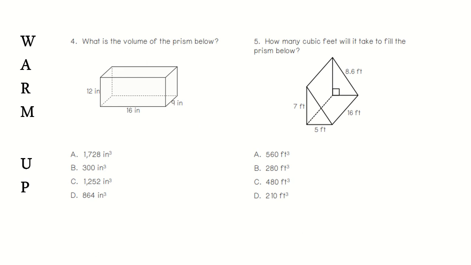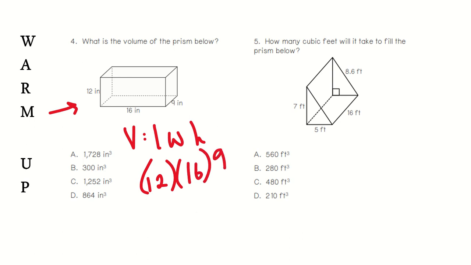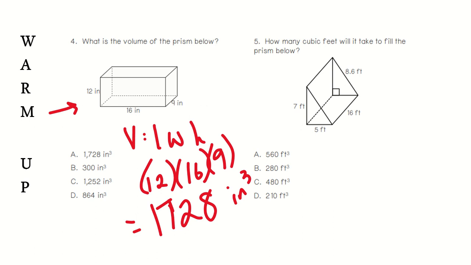Okay, you hit play. What is the volume of the prism below? We're working on this right now. Remember, that is a rectangular prism, so we're going to do length times width times height. Plug in the numbers. 12 times 16 times 9. Doesn't matter which order they go in, because it's all just straight multiplication, right? 12 times 16 times 9, 1,728 inches cubed. Remember to put that cubed symbol, that is for volume, and that's our answer.